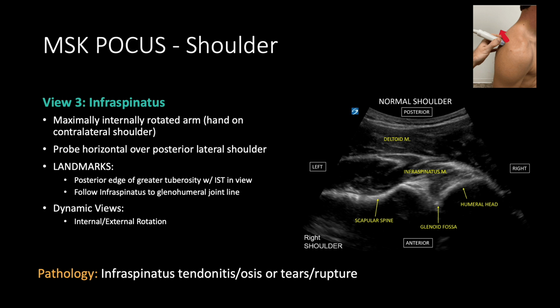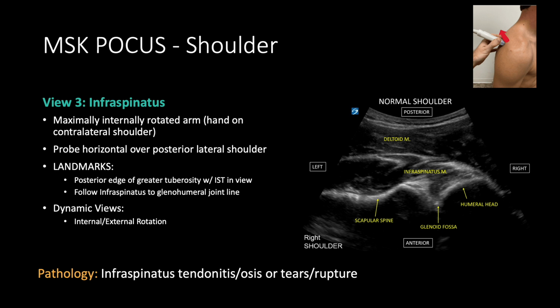Next, let's move on to our posterior views. So jumping back up to view 3 on our initial list of 6, this is our infraspinatus view. In the infraspinatus view, we want the patient to maximally internally rotate their arm, so you can ask them to place their hand on their contralateral shoulder. And then you'll place the probe horizontally over the posterior and lateral shoulder.